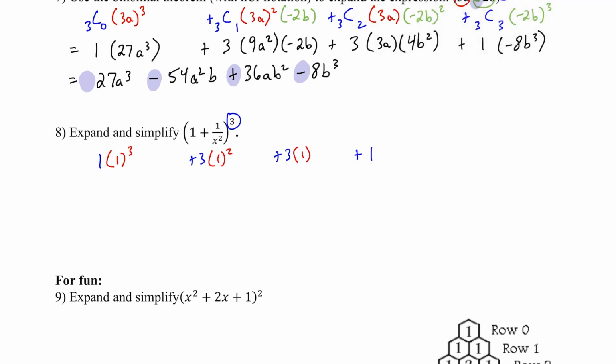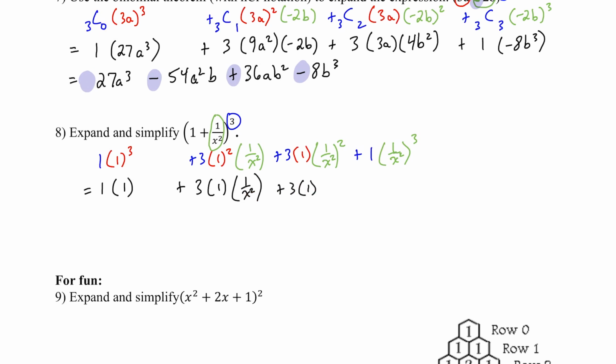And then lastly, we have our 1 over x squared term. That's the second term there. So that's 1 over x squared to the power of 3, 1 over x squared to the power of 2, 1 over x squared to the power of 1, and then no 1 over x squared. Okay, let's bring in the exponents here. So we got 1 times, and 1 to the power of 3 is just 1 times 1 times 1, which is 1, plus 3 times 1 squared, which is 1, times 1 over x squared, plus 3 times 1 times 1 over x squared.